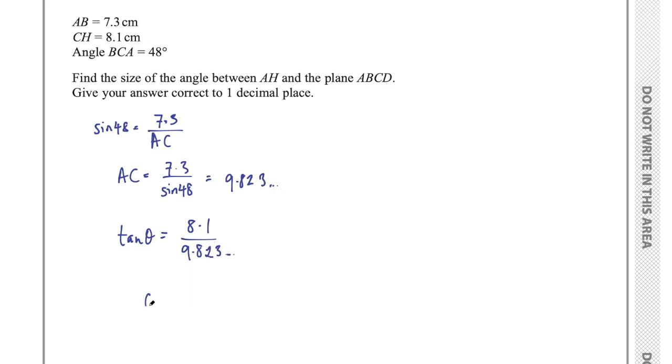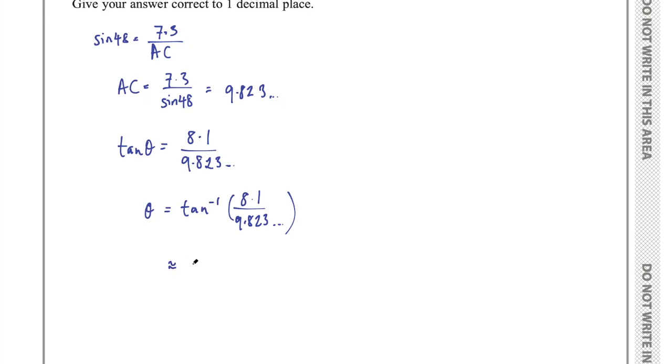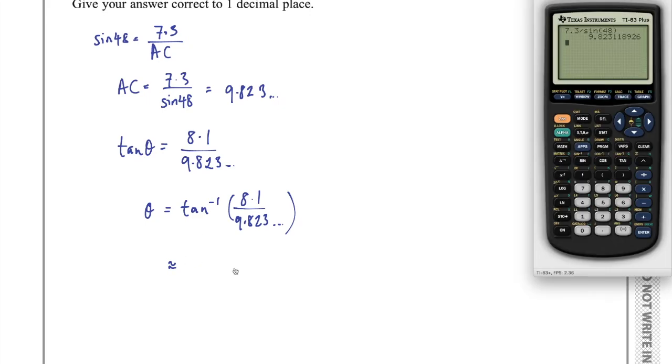And then to find the angle, we want to use the inverse tangent of 8.1 and 9.823. And this will give us our angle. So we'll probably end up rounding this off. So for this, you want to know how to find the inverse function on your calculator. That's the little tan^-1 there. And we put in 8.1 divided by our previous answer. Make your life easier by using the answer function on your calculator.